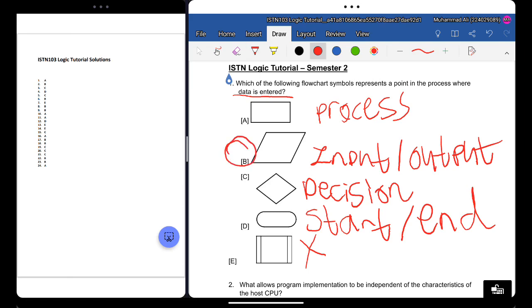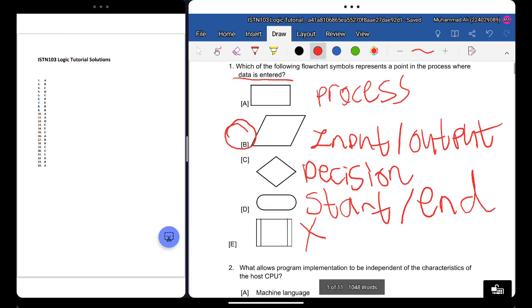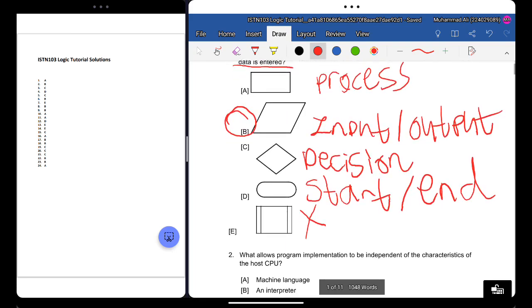Now, I will argue that whoever did the memo just saw process and put that. Because where data is entered, they're being specific. You're putting data in the system, so it has to be input. People can correct me if I'm wrong, but I'm assuming it's input.